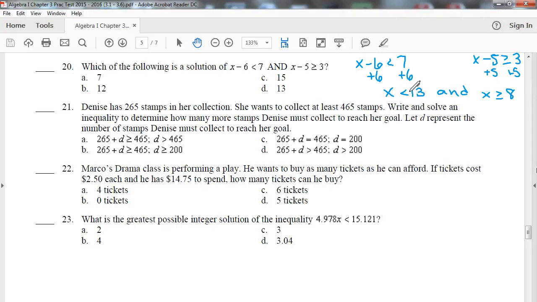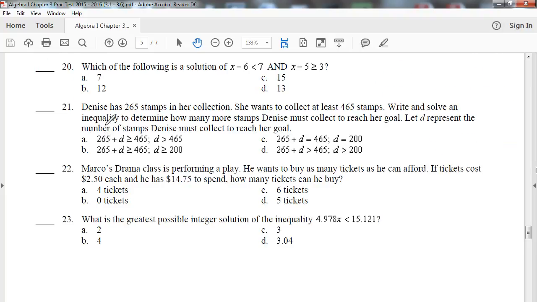And if you look at the structure of this particular compound statement, that means that x is between 8 and 13. Oops. My computer is slowing down for some reason, so that should be a 13. Okay, and it would include 8, but not 13. So 7 is not between 8 and 13. 12 is, 15 is not, and 13 would not be included because we don't have the or equal to bar here. So B is our answer for number 20.